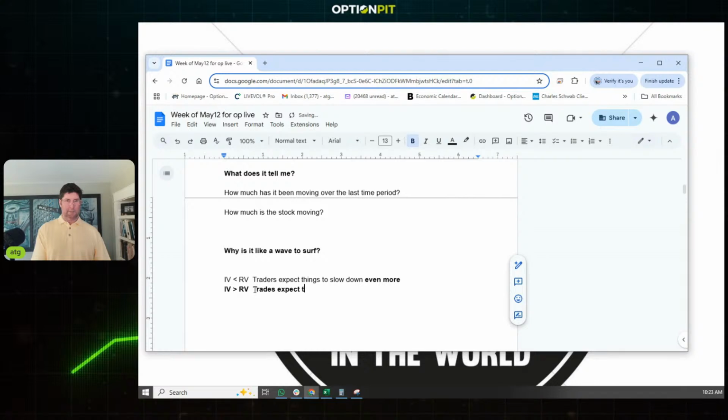Expect the market to heat up even more. So IV is pumping over the volatility. Why are they buying it up? Now, again, these are very general guidelines, very general.